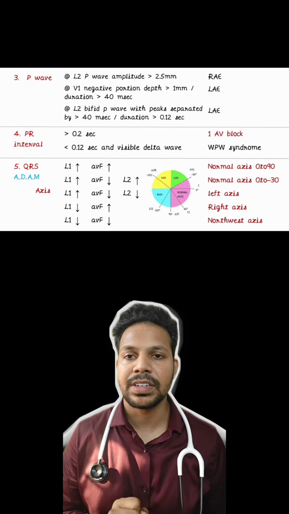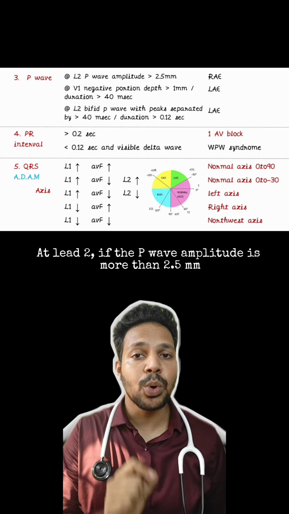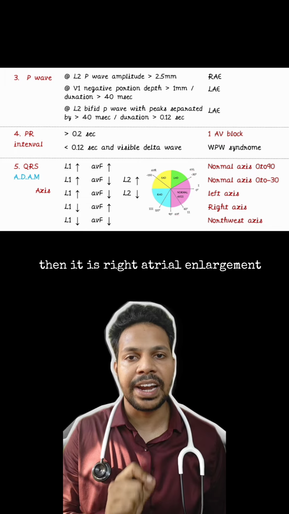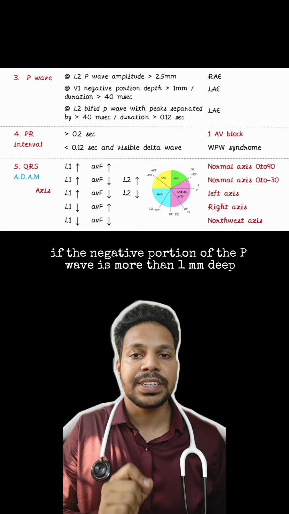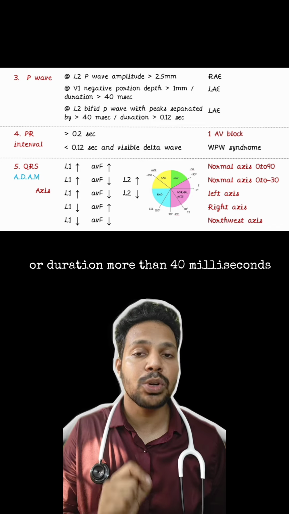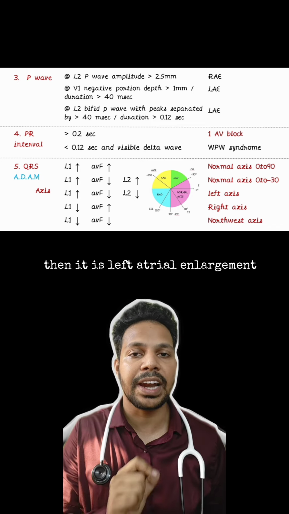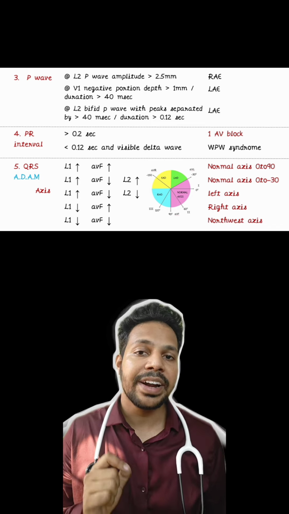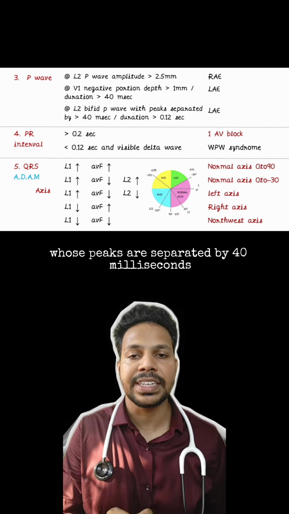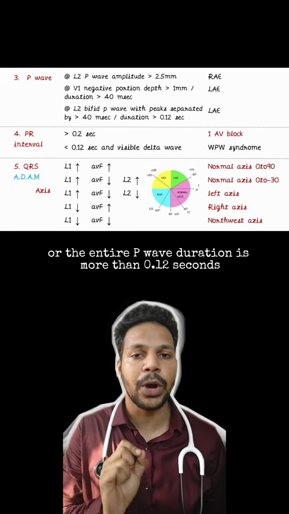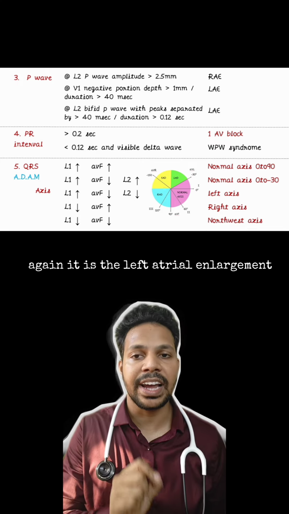Now let's look at the P wave. At lead 2, if the P wave amplitude is more than 2.5 mm, then it is right atrial enlargement or P pulmonale. At lead 1, if the negative portion of the P wave is more than 1 mm deep or duration more than 40 milliseconds, then it is left atrial enlargement, P mitral. At lead 2, if there is a bifid P wave whose peaks are separated by 40 milliseconds or the entire P wave duration is more than 0.12 seconds, again it is a left atrial enlargement.